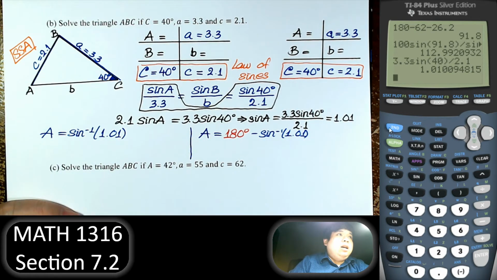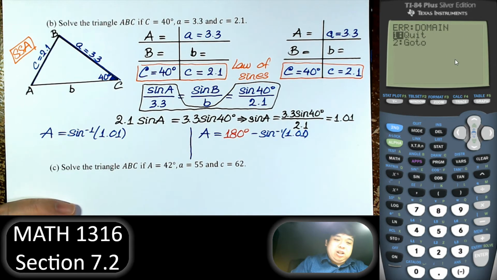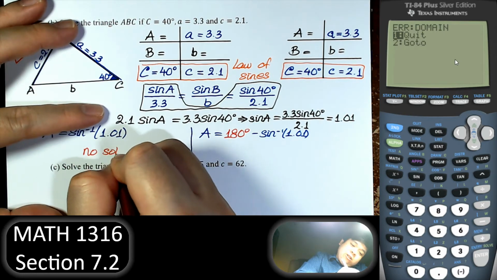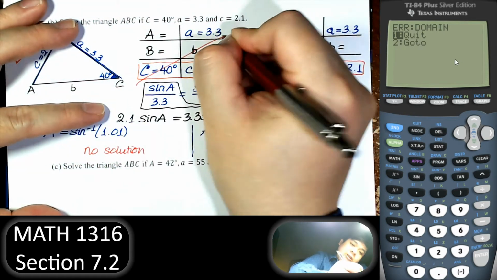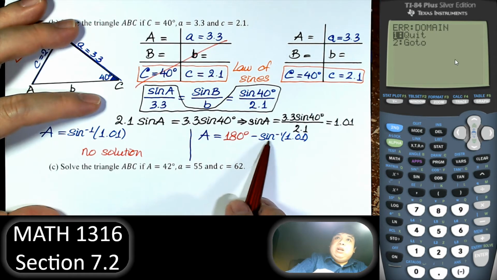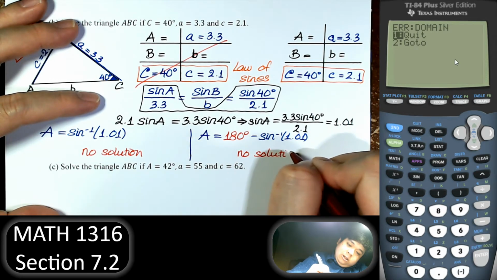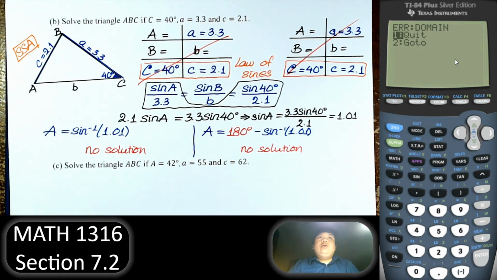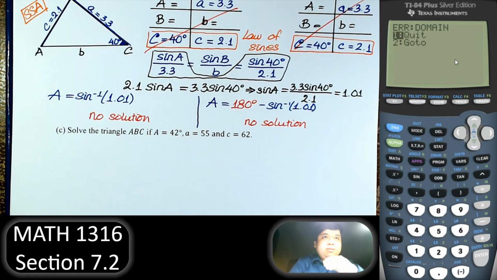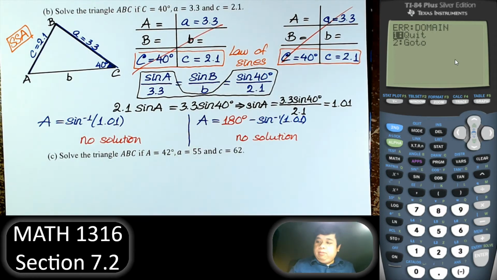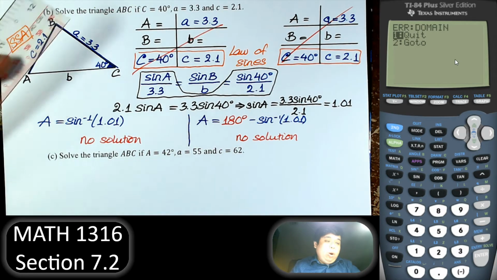Right, sine inverse of that should be no solution because sine is supposed to be between -1 and 1, right? So that's why it's no solution. And the supplement, of course, also has no solution because again it's undefined. So be prepared for both when we have the side-side-angle situation.